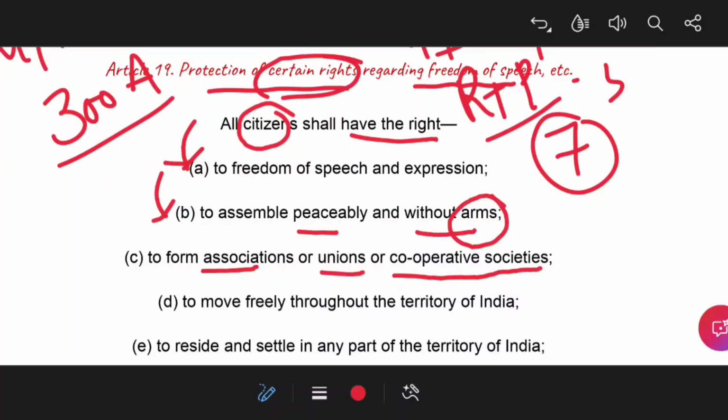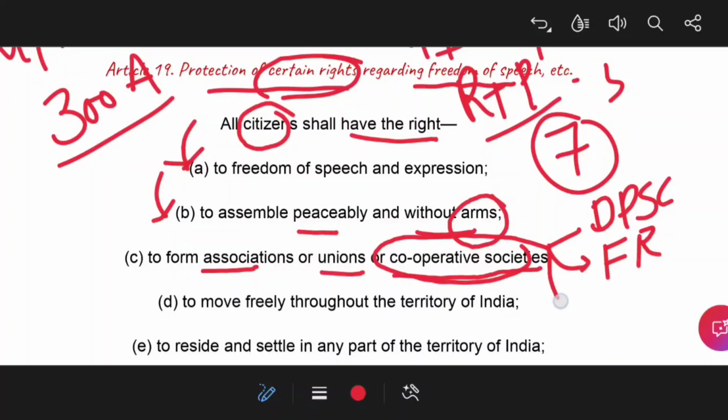In the previous year, if you have solved the previous year GS1 questions, then you got a question talking about cooperative societies. It is mentioned in the DPSP as well. Apart from this, it is mentioned in the fundamental rights as well. And the 97th Constitutional Amendment Act 2011 granted it constitutional status, and one part was added, and that part was 9B. So cooperative societies can be found in different parts of the constitution.